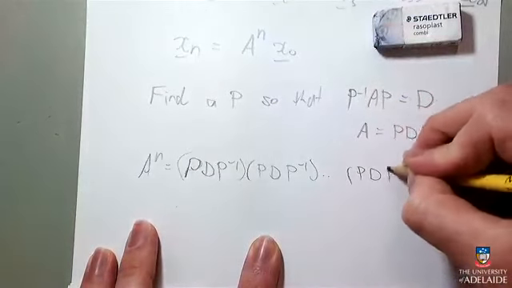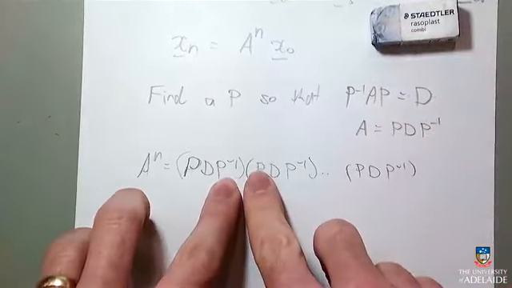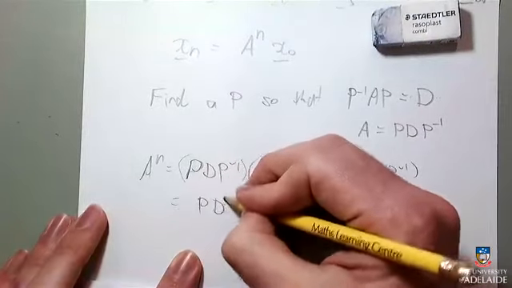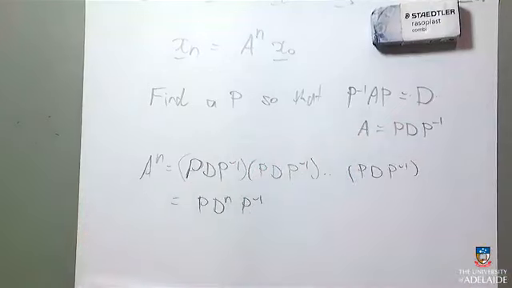P, D, P inverse. And look, all these P inverses will cancel each other out. And so we just end up with P, D to the N, P inverse. Which is sweet. Because when you do a diagonal matrix to the power of n, that's totally just the same as doing all the diagonal entries to the power of n. So it's awesome. That means that I can just figure out what happens to the D when the power goes to infinity.